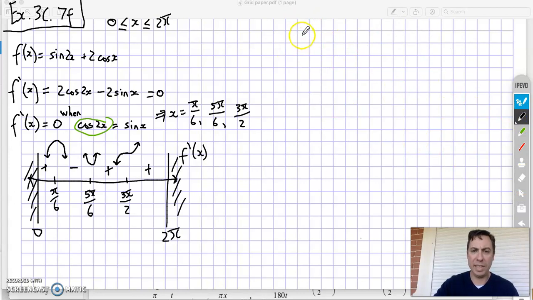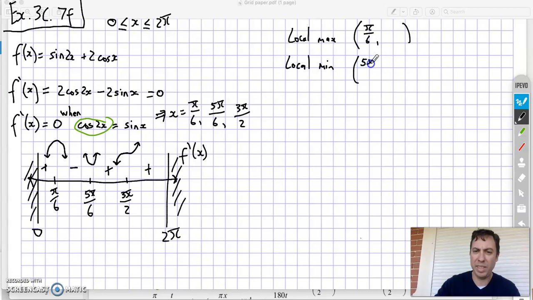So you could say there's a local max. Local max. Right. At this point, x equals pi on 6. Not sure what the y is yet. We've got a local min next, where the x value is 5 pi on 6.